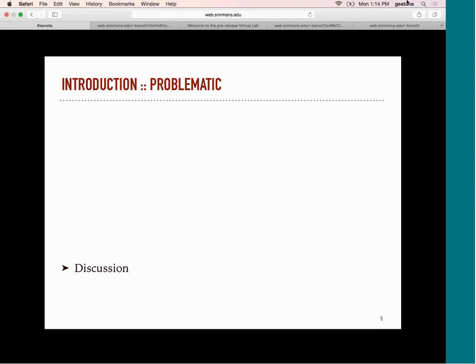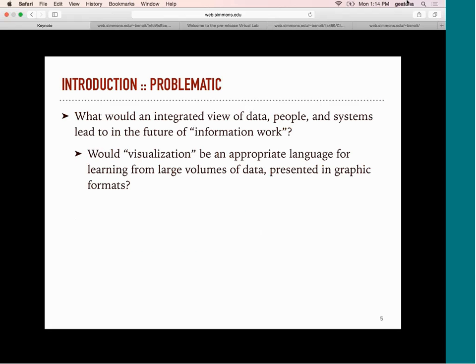All right, here are some of the problem areas. What would an integrated view of data, people, and systems lead to in the future of information work? We're in the information age, we work in it, so it kind of makes sense to call it information work. Many people in libraries and information science call themselves information professionals, and they call this their work information work. But look around. How come the English department, not here necessarily, might be creating a digital library? That's kind of information work.